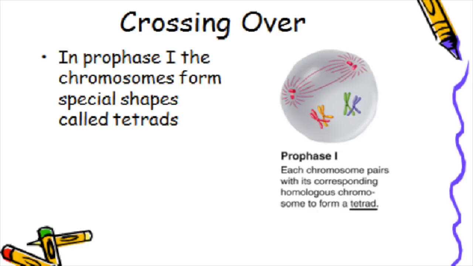The prefix tetra means 4, and that's because there are 4 chromatids that are actually exchanging pieces of DNA with each other. That's right, they are cutting and pasting pieces of DNA with each other. One of those chromosomes is from mom, one of those chromosomes is from dad. And so in this phase, we actually are shuffling around the DNA.